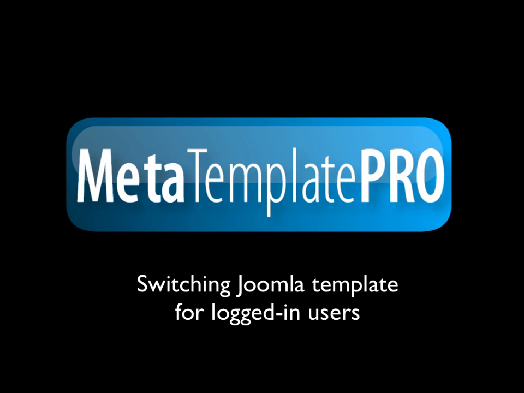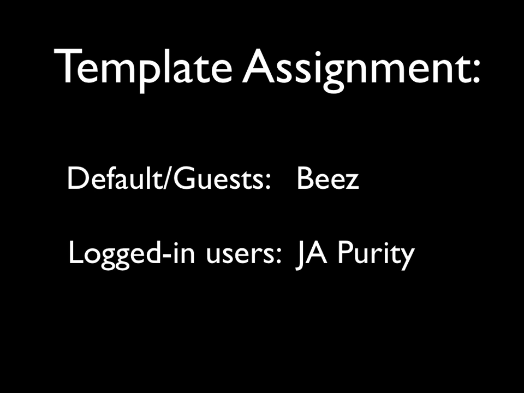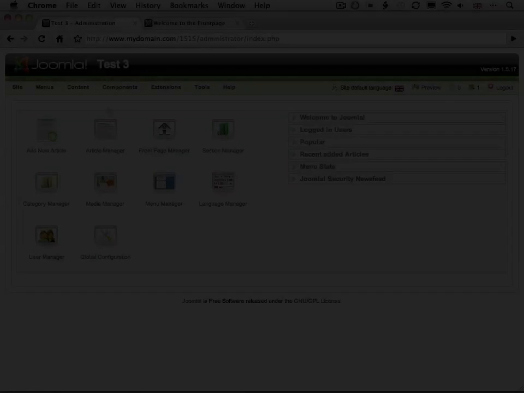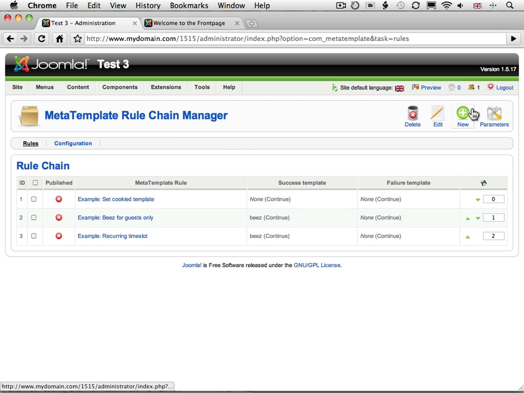Welcome to the screencast where I'm going to show you how to use MetaTemplate Pro to switch to a different Joomla template for logged-in users. Let's say our default template is the Bees template, and we're going to use the JA Purity template for logged-in users. Go to the MetaTemplate Rule Chain Manager and create a new rule.